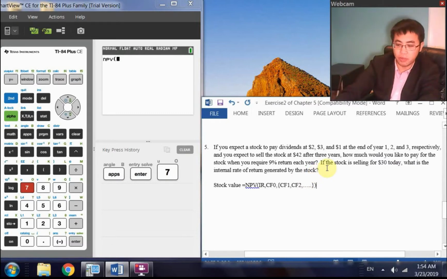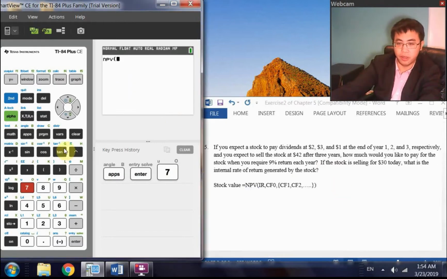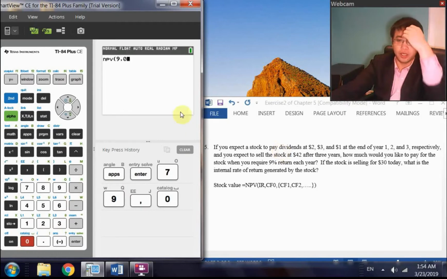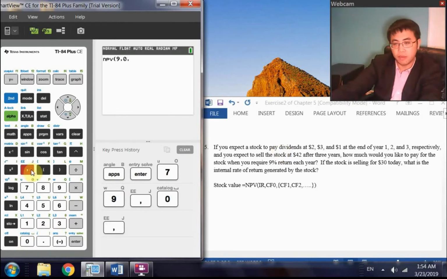The first one should be 9%, so just put number 9 for 9% in your calculator, and then don't forget the comma to separate them. And for cash flow 0, just put 0. Then you click comma again, and then you use a brace. The brace is above the parentheses, so you hit second parenthesis to get the brace.